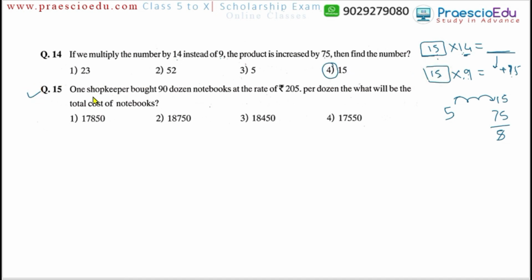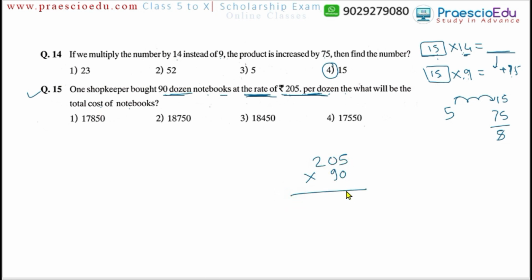Now question number 15. One shopkeeper bought 90 dozen notebooks at the rate of rupees 205. Now, at the rate means this is the rate for 1 dozen notebooks. But he has bought 90 dozen notebooks on the same rate, per dozen. Then what will be the total cost of the notebooks? The rate is for 1 dozen, 1 dozen is 205. There are a total of 90, means 205 multiplied by this 90.